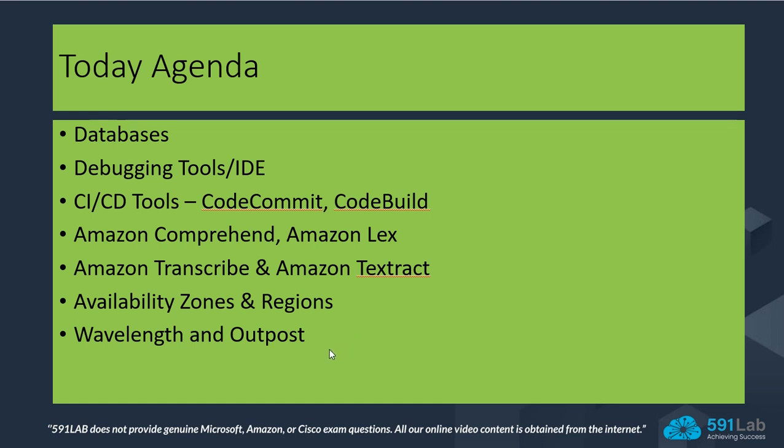The basic services that we are going to talk about are databases, debugging tools like the IDE, Integrated Development Environment, and the CI/CD tools, continuous integration and continuous delivery tools, that are used on the AWS platform, basically CodeCommit, similar to Git, and CodeBuild for building the code. We'll also discuss Amazon Comprehend, Amazon Lex, Amazon Transcribe, and Amazon Textract. We'll further discuss Availability Zones, Regions, Wavelength, and Outposts.